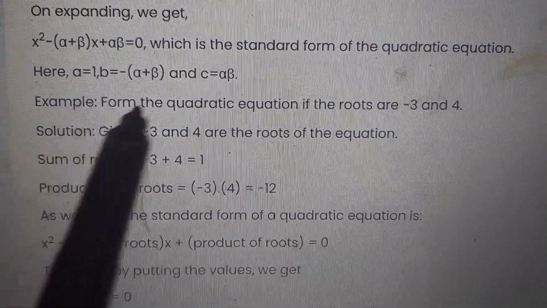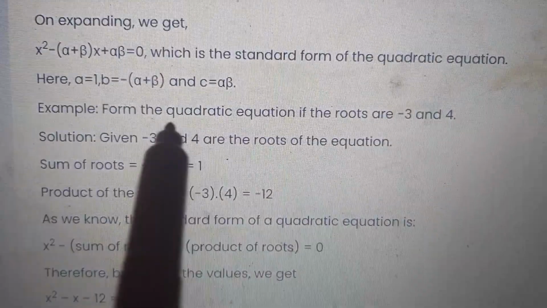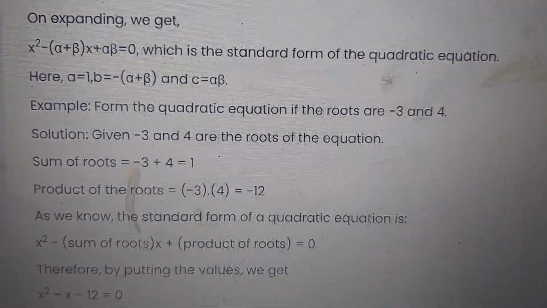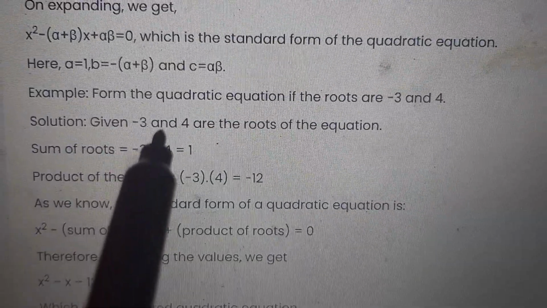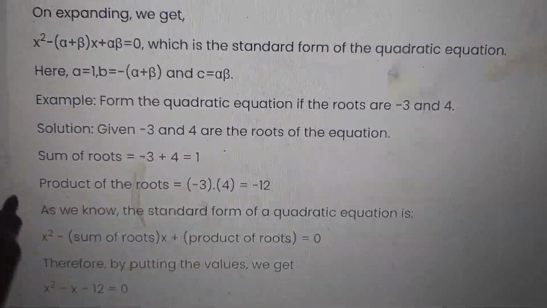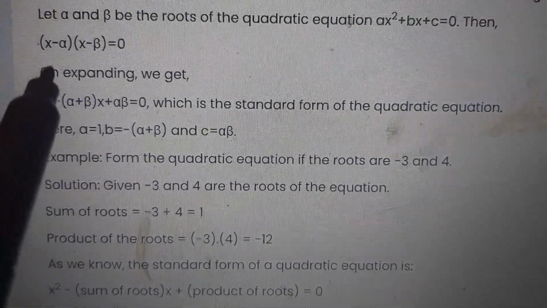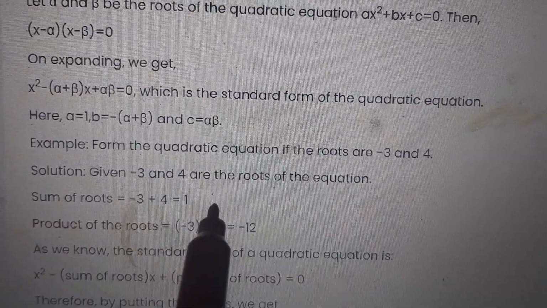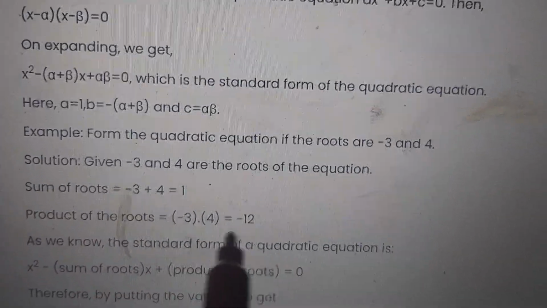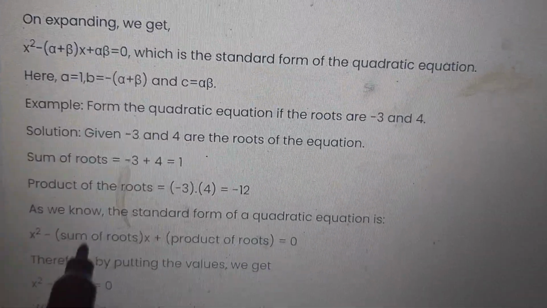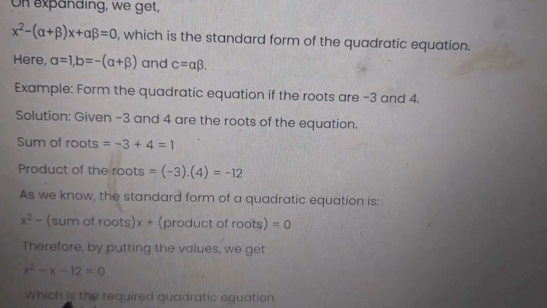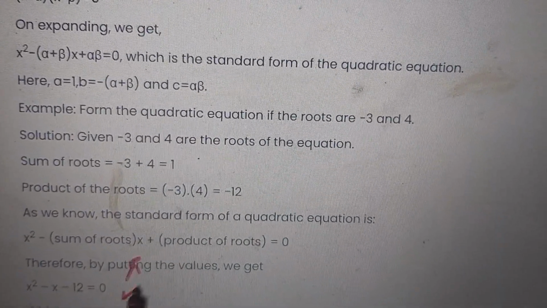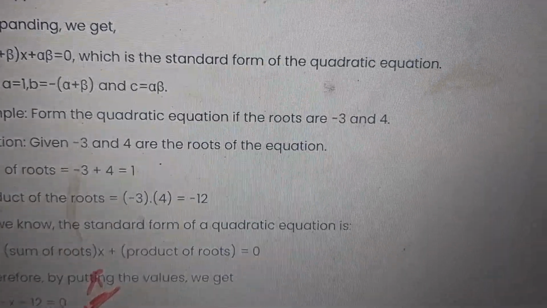For this I am explaining with an example, children. Form the quadratic equation if the roots -3 and 4 are given. So I am taking the given roots as alpha and beta here. First we have to find the sum alpha plus beta and the product alpha beta. The sum of the roots is -3 plus 4, which is 1, and -3 into 4 is -12. Substituting this in the formula, we get x square minus x minus 12, which is the required quadratic equation.